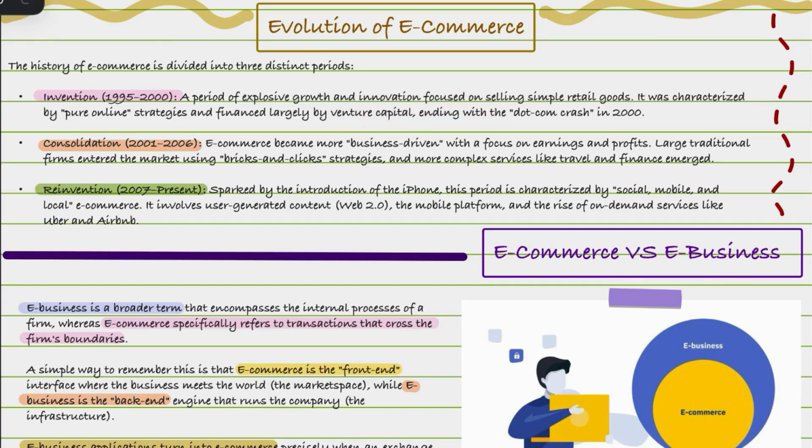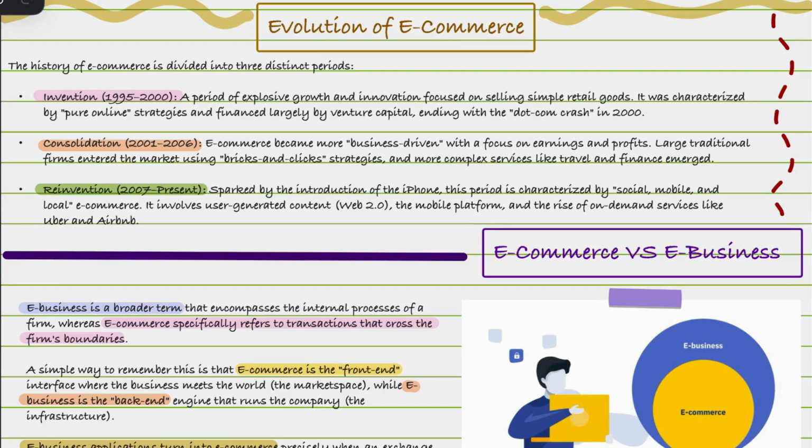We focused on simple retail goods. It was heavily funded by venture capital and led by pure online players. It ended with the historic .com crash of 2000, right? But then we came back, as a consolidation wave. E-commerce became much more business driven and focused on actual earnings and the probability of actual profit.